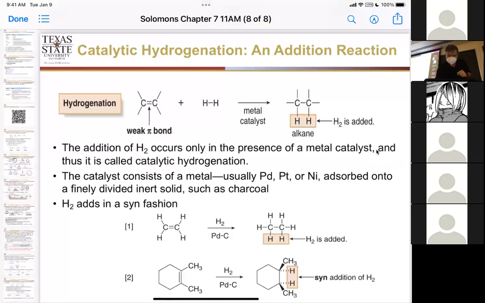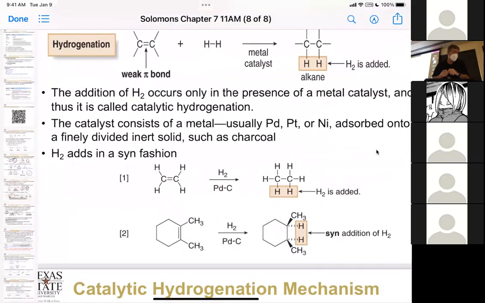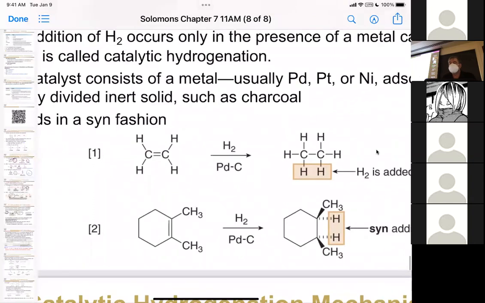Okay, so let's see what that has in here. Most of the time we use palladium, platinum, or nickel. Usually it's finely divided onto a substrate so you can just filter it out of the reaction. But any of those will work. Now, in this case, we're doing an addition reaction. So we're going to split this hydrogen, put one here, and give us our saturated hydrocarbon.